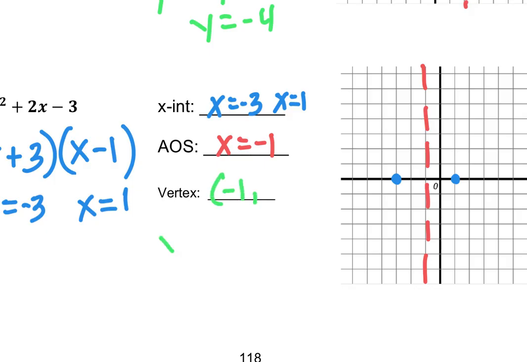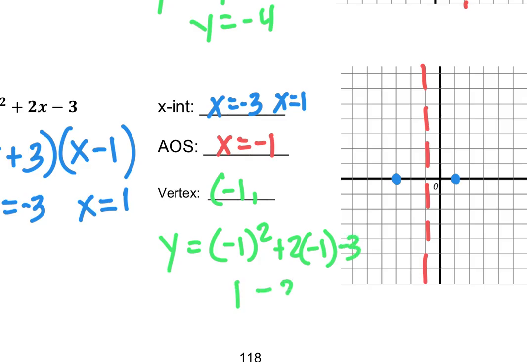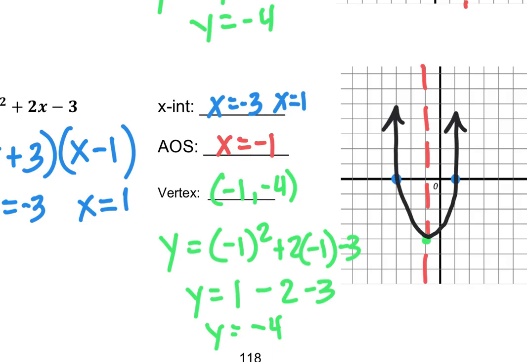And now let's go ahead and get our vertex here. If we plug in that negative 1, we get y equals negative 1 squared plus 2 times negative 1 minus 3. Okay, go ahead and solve that. So we should get negative 4. So (negative 1, negative 4), 1, 2, 3, 4. And go ahead and connect those points. And you have your parabola. So we just finished doing factored form. You will be doing this on your homework now.